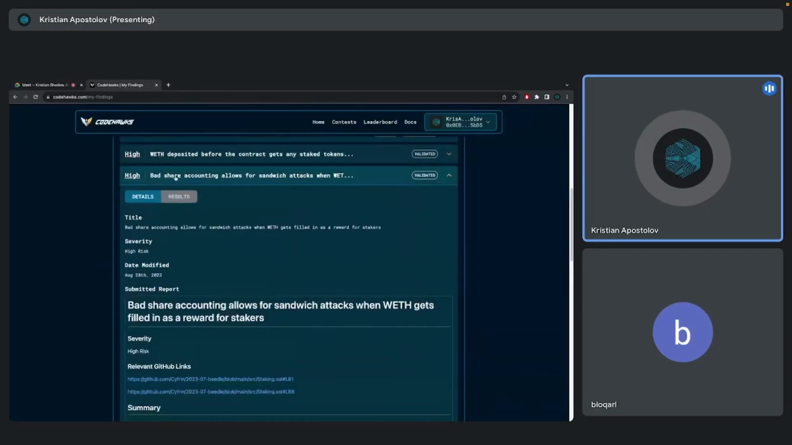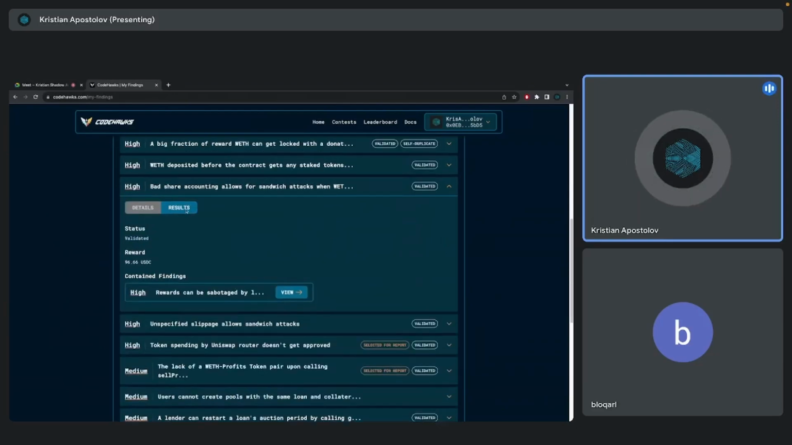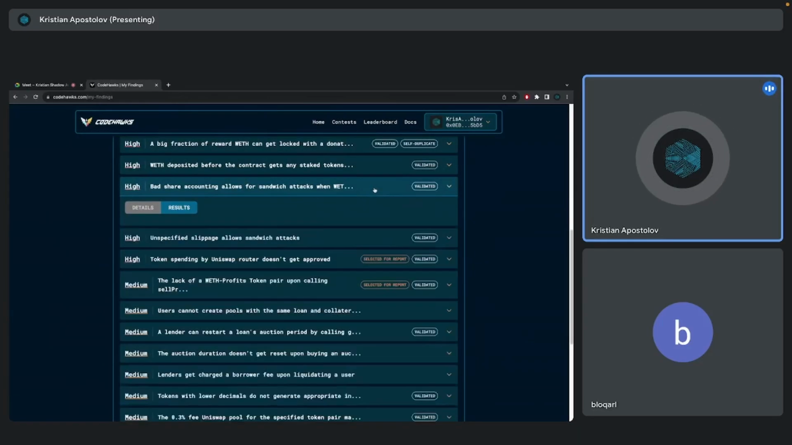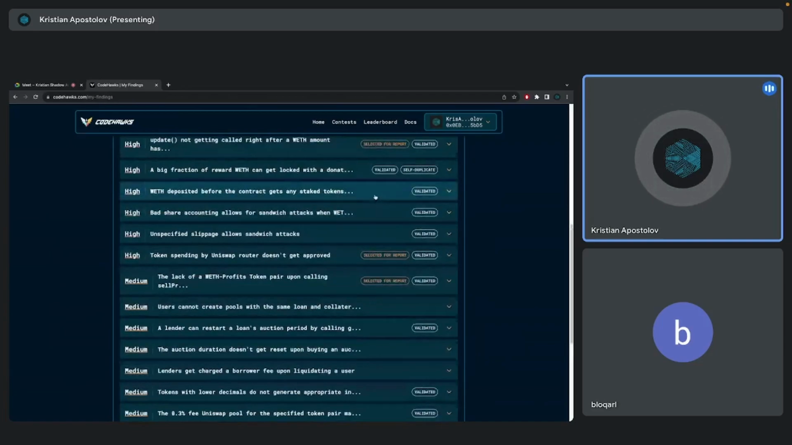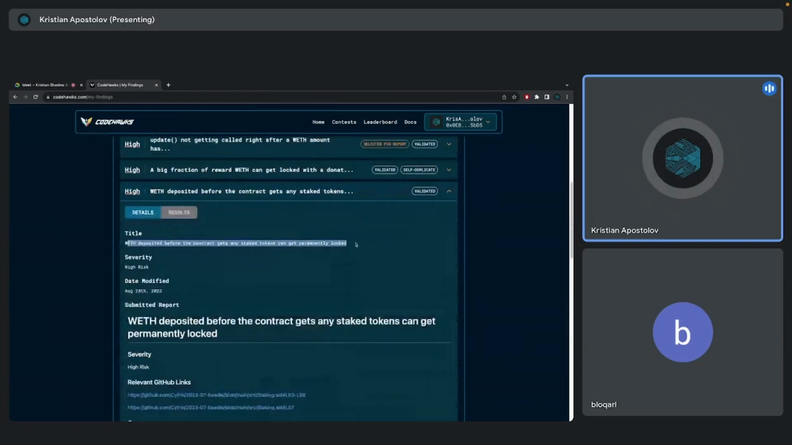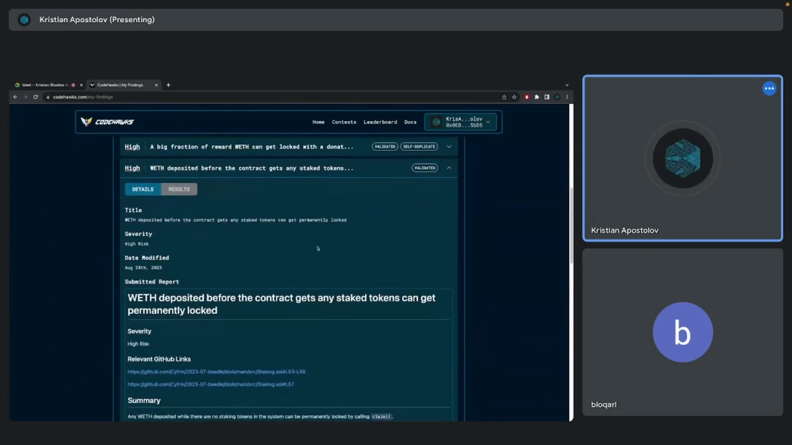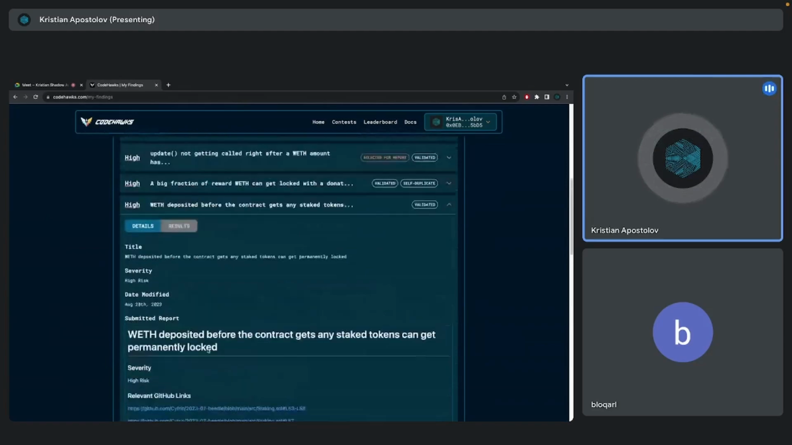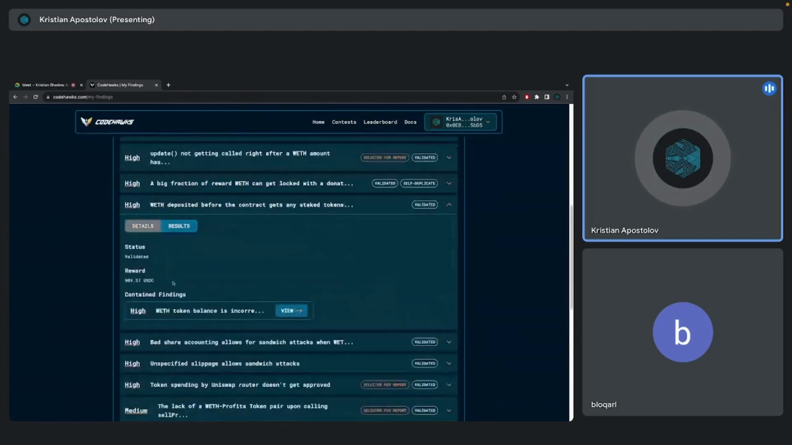So batch share accounting allows for sandwich attacks when what gets filled in as a reward for stakers. This is the one that I was talking about, like the reward mechanism, and it got $100, which is definitely good. Then we get WETH deposited before the contract gets any stake tokens can get permanently locked. Again, this is the way they're doing the share accounting. And we got $900 for it.